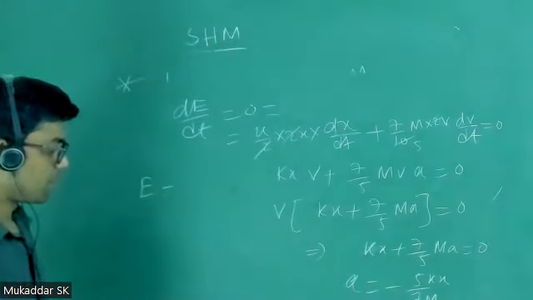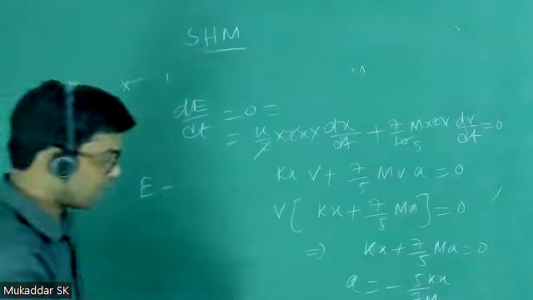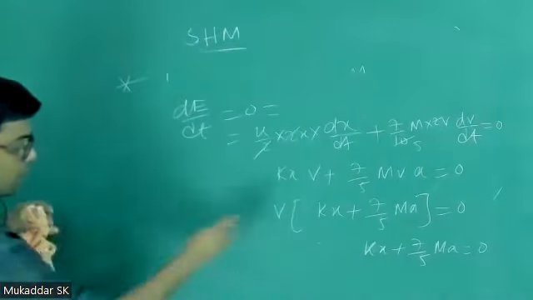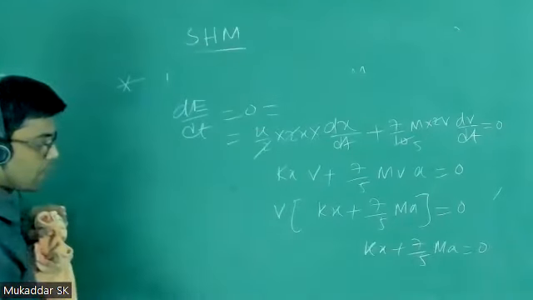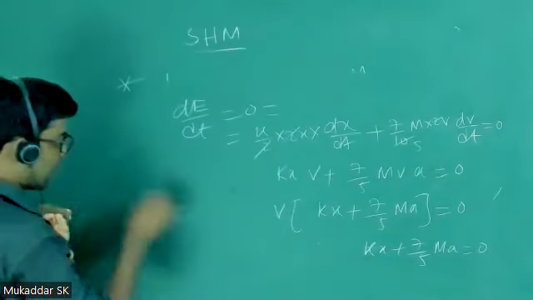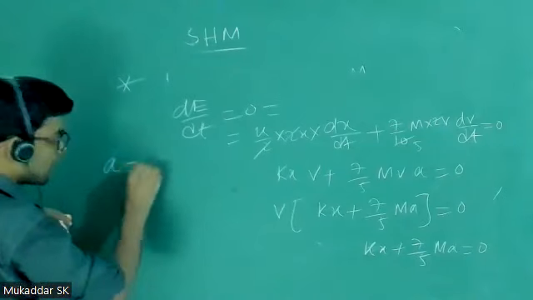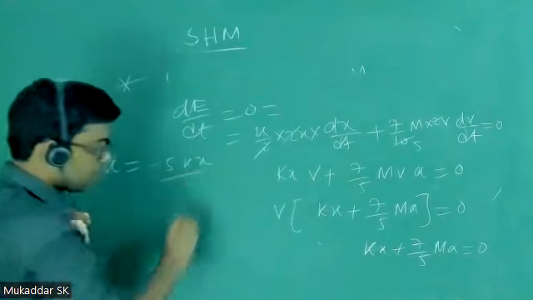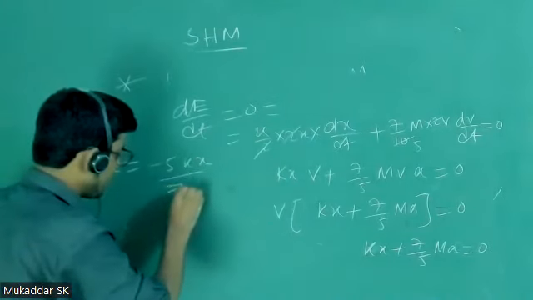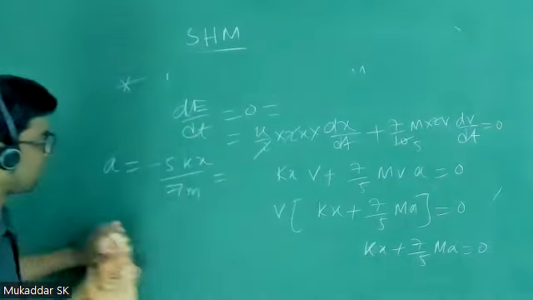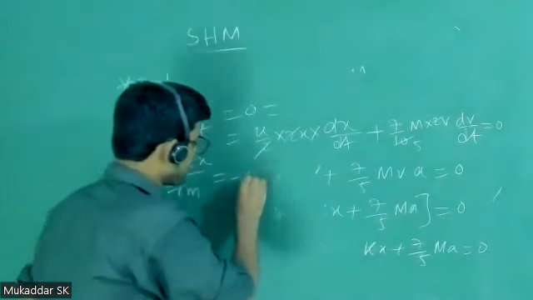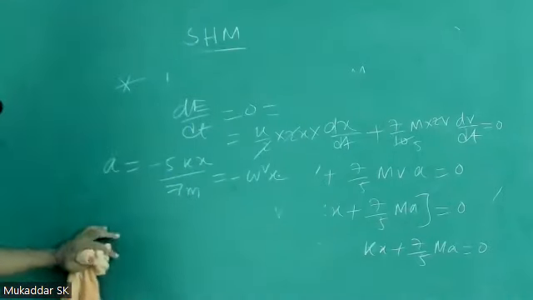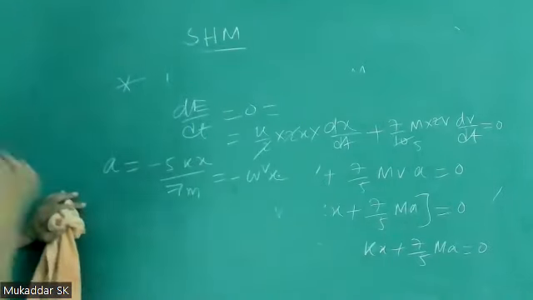So from here you will get acceleration, right? So acceleration can be written as what? You will have minus 5kx by 7m, and that will be how much? What is a? A is minus omega square x.